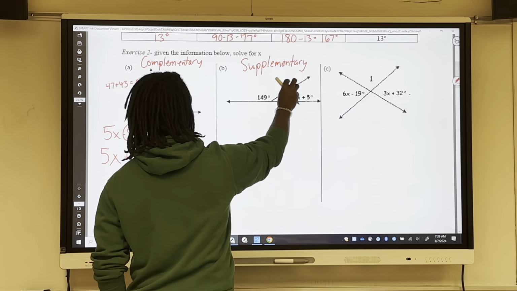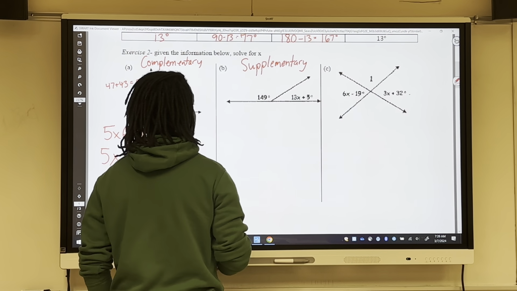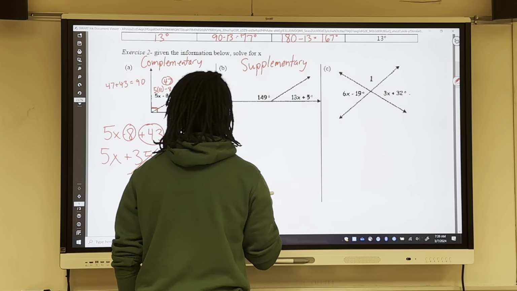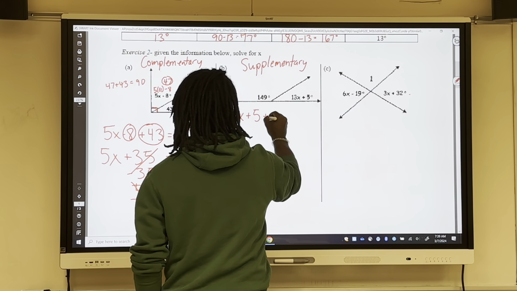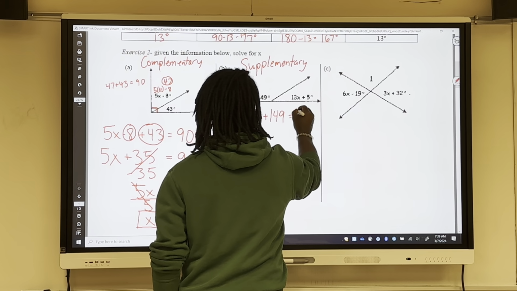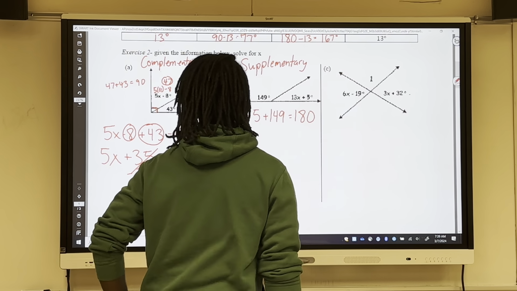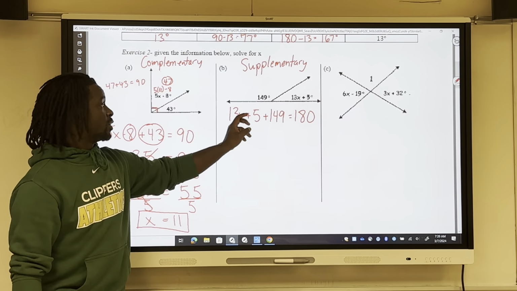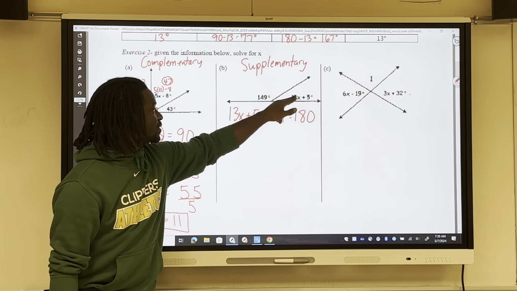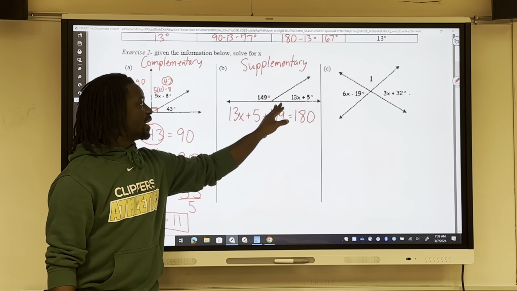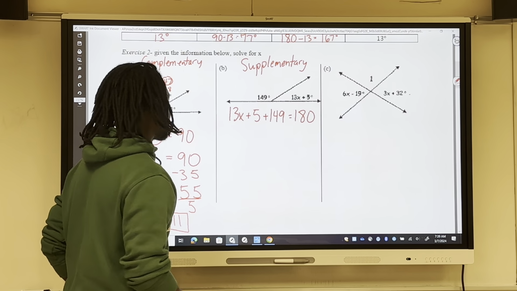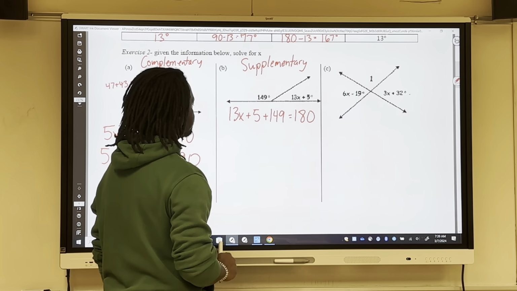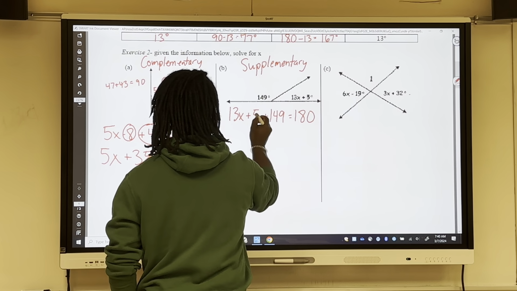So 149 plus 13x plus 5 is going to give me 180. So, plus the 149 equals 180. All right. So this, again, these two angles together, they add up. I'm adding them here, and it's giving me 180, right? Because they make this straight line. All right. So to solve this, I just combine the like terms.